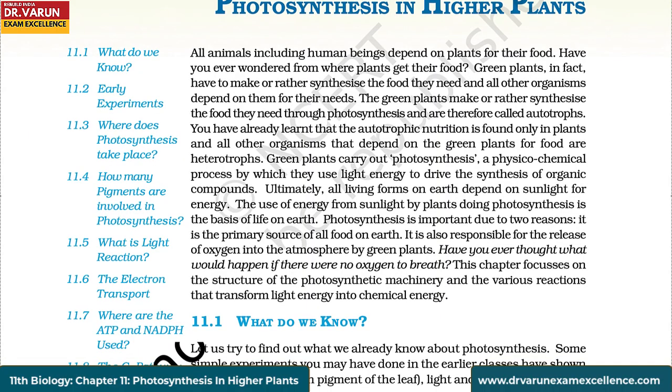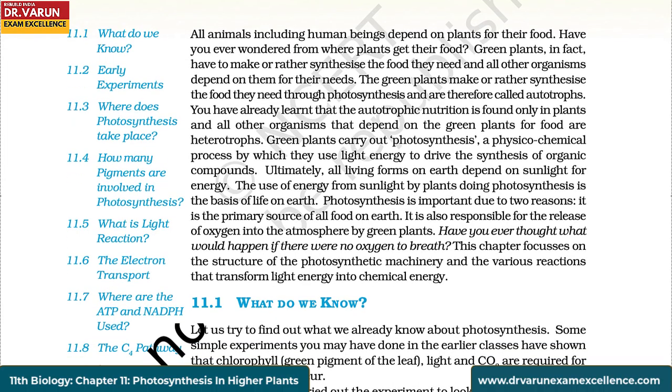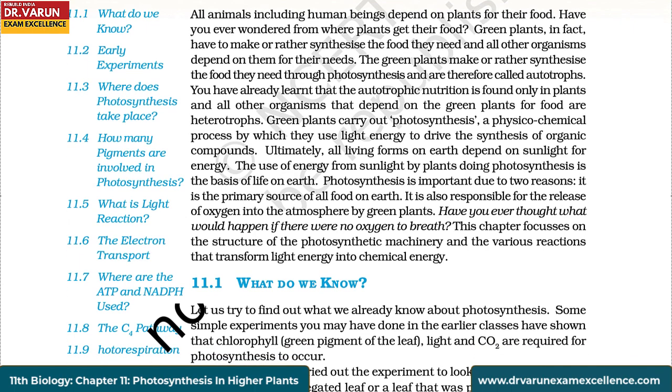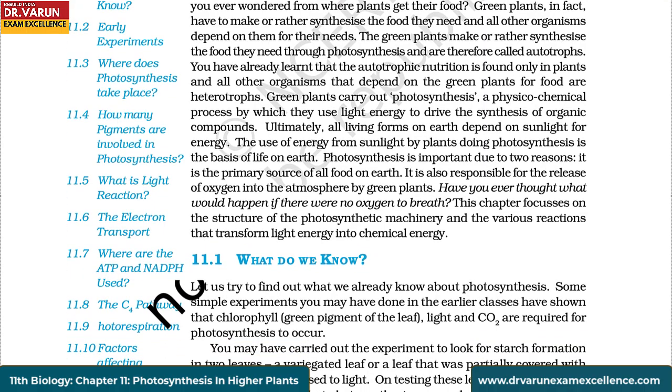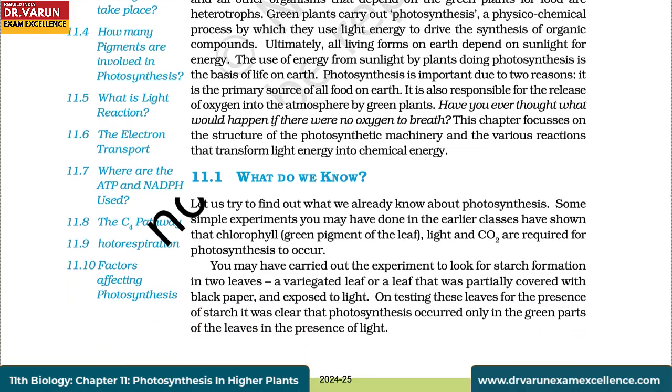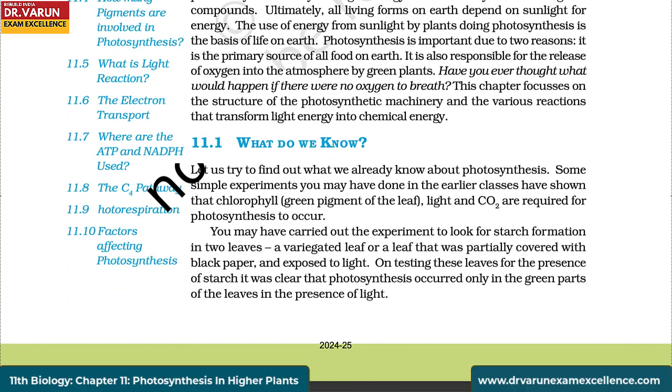Photosynthesis is important for two reasons. It is the primary source of all food on Earth. It is also responsible for the release of oxygen into the atmosphere by green plants. Have you ever thought what would happen if there were no oxygen to breathe? This chapter focuses on the structure of the photosynthetic machinery and the various reactions that transform light energy into chemical energy.